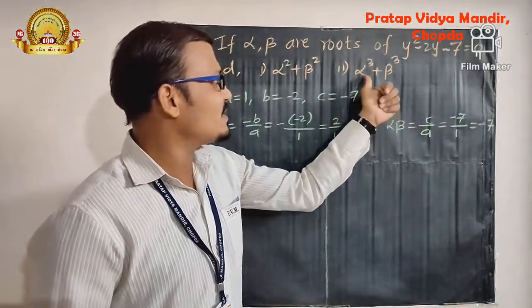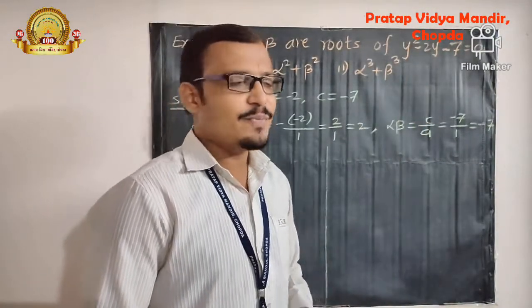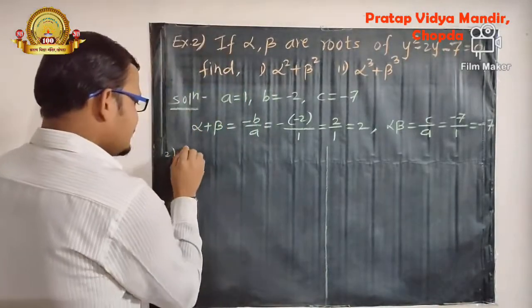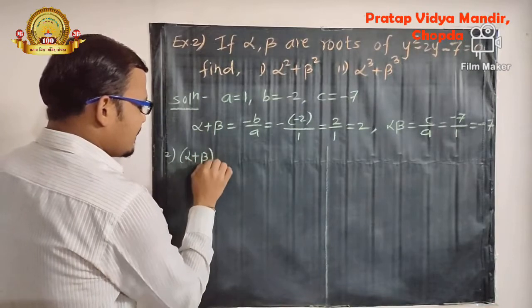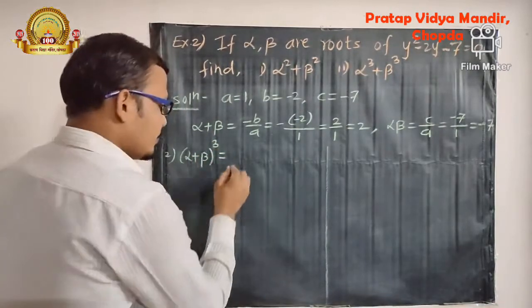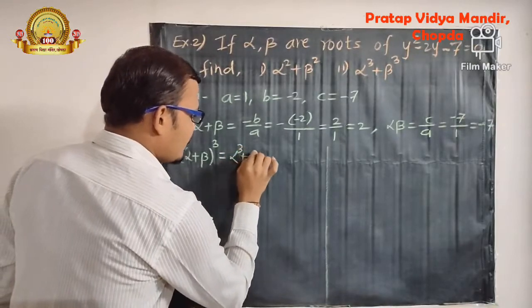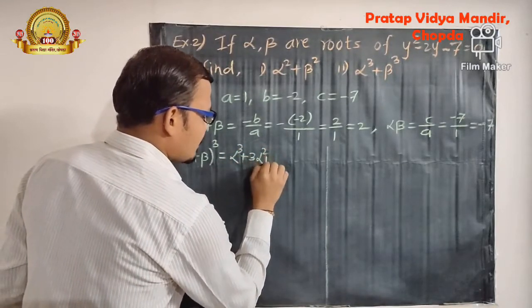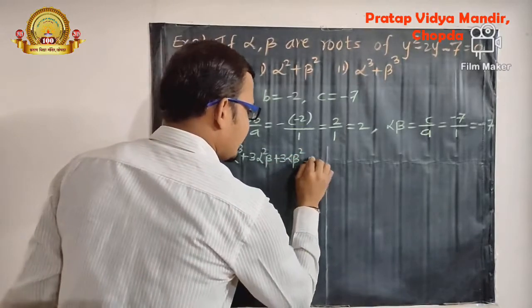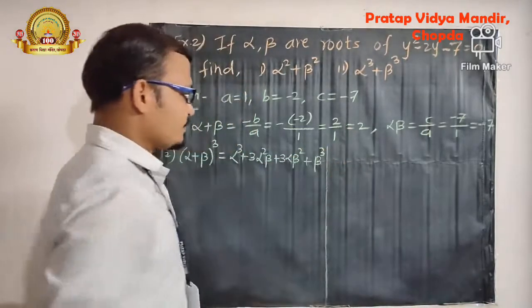And our next value is alpha cube plus beta cube, and for that also we have to use one more formula, and that is alpha plus beta bracket cube. Friends, what is the formula of alpha plus beta bracket cube? Alpha cube plus 3 alpha square beta plus 3 alpha beta square plus beta cube.